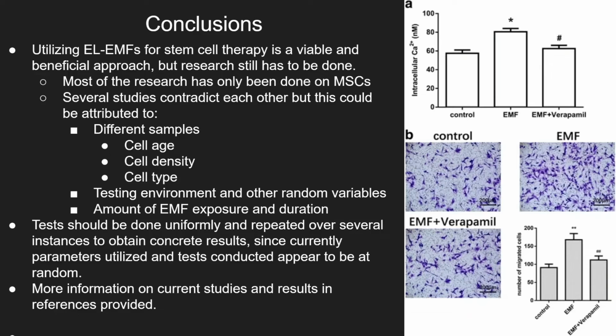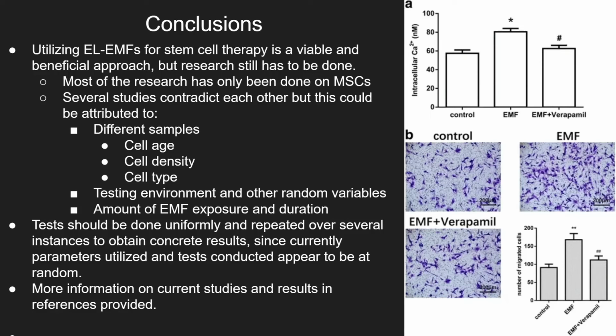Characteristics such as age, cell density, and cell type are neglected. Other factors such as the testing environment and the intensity and duration of the EMF exposure are not even throughout the studies. Future studies should be conducted uniformly and repeated over several different samples to obtain concrete results. Most studies appear to choose their EMF exposure, cell samples, and testing environments at random without giving much explanation as to why. More information on the current state-of-the-art of electromagnetic fields and stem cell therapy can be viewed in the links on the references page.